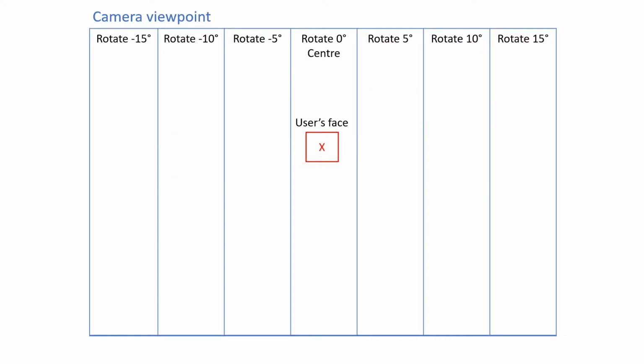We implemented the face tracking using OpenCV. We split the camera's viewpoint's width into 7 sections, and using OpenCV, we detect and calculate the center of the user's face. Using the center of the user's face, we then rotate the avatar according to the position of the face in the 7 sections.